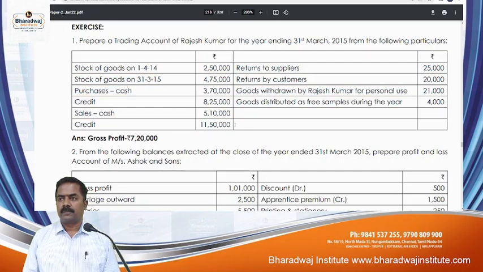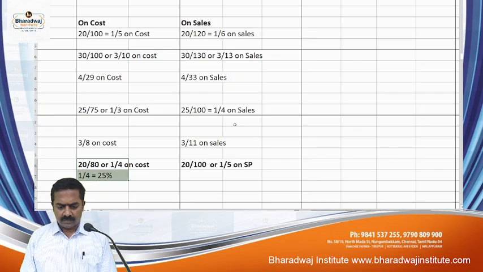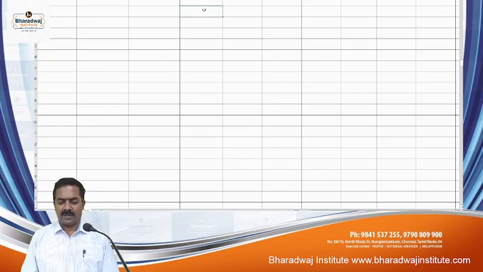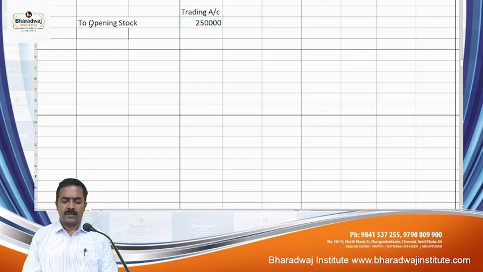Shall we do this? Start. Let us do it along. See, I'm not going to read the exam, but I'm trying to do along with you. You are going to read the exam, so please do it along with me. Trading account. Start. Please do it along with me. To opening stock. What is opening stock? 2,50,000. To purchases. What is the cash purchase?